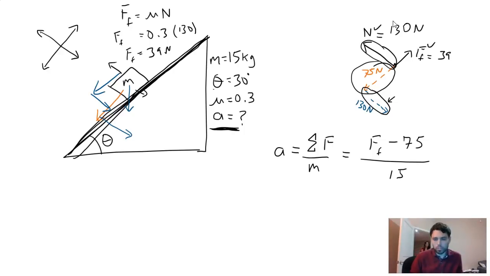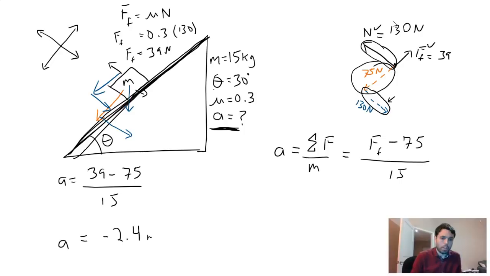So we know what the friction force is now. It's 39. So I'm going to go over here and finish. So we have 39 minus 75, divided by 15. So what is that? 39 minus 75 divided by 15 is negative 2.4. Why negative? Well, it's going down the ramp, right? So we said down was negative, so there we go.